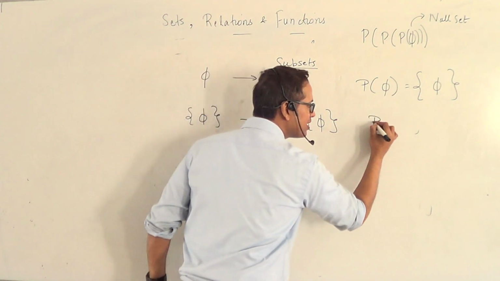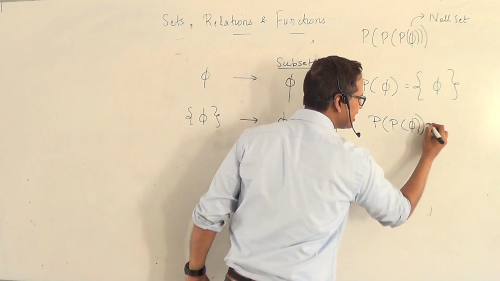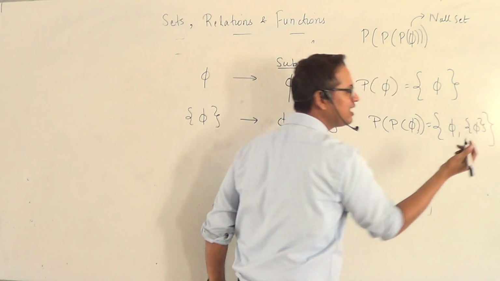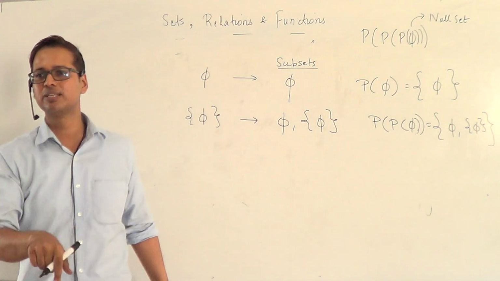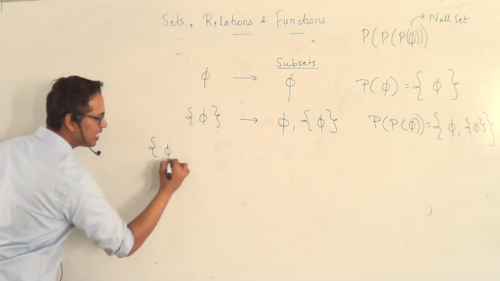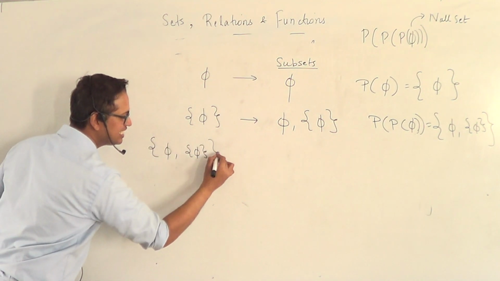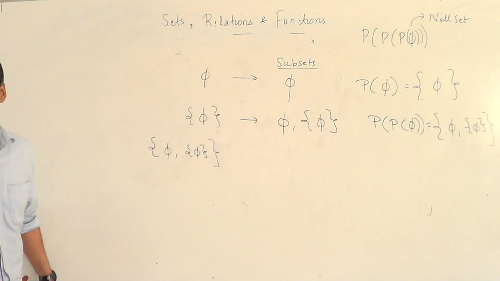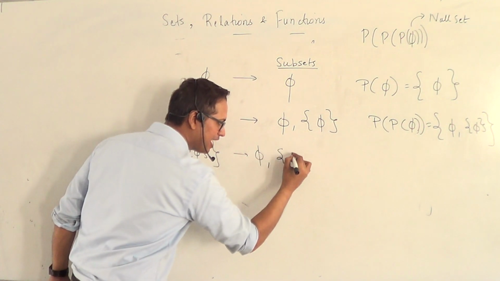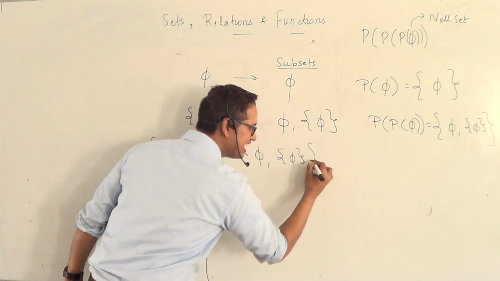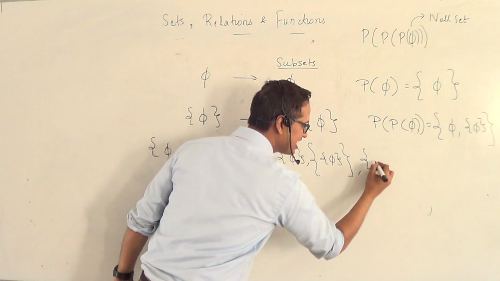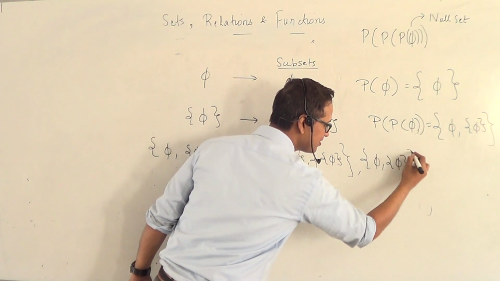So if I form a power set of a null set, it will be a set containing the null set as an element, which is also a set. Correct? Yes, got it. Now if I ask you, I have a set which contains these two elements. Tell me its subsets. What will you say? The null set. A set containing the null set. A set containing the set containing the null set. And then the set containing the null set and the set containing the null set itself.